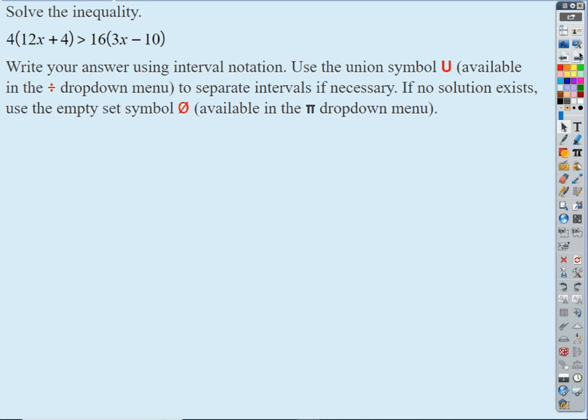Couple weird ones here. So what about something like this? It says solve the inequality 4 times, I'll tell you what I'm going to do. To make this, let me change this a little bit. I just built some better questions over lunch to replace these.